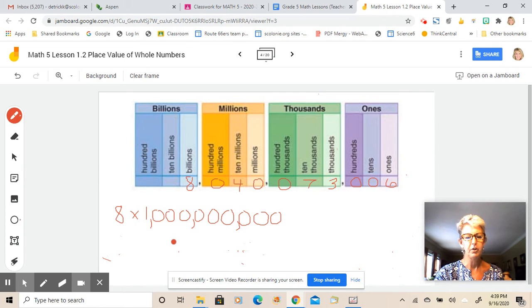All right, so I like to double check, right? Because we have the ones period, we have the thousands period, we have the millions period, and this is a billion. Now in 5th grade, you probably won't see too many cases where you're going to be going out to the billions, but it's good to know that it exists.